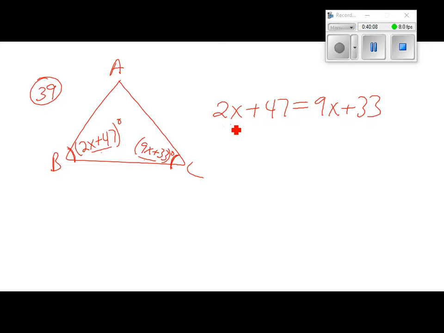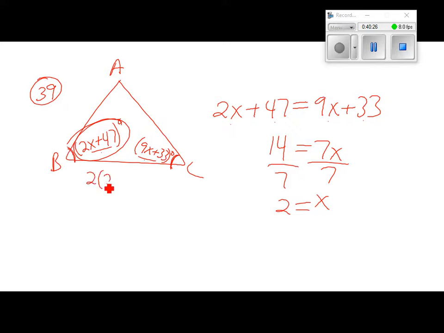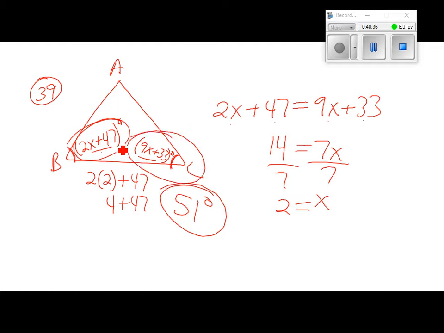We get all the x's on one side, so subtract 2x, you end up with 7x on that side, and I'm going through this pretty quickly. Subtract 33 on both sides, and you end up with 14. Divide by 7, you end up with x equals 2. They ask us to find angle B, so we're going to come right back over here, and we're going to plug in 2. 2 times 2 plus 47, 2 times 2 is 4, plus 47 is 51, so angle B would be 51 degrees. Angle C then would also be 51 degrees.